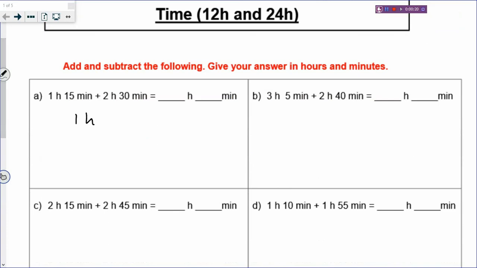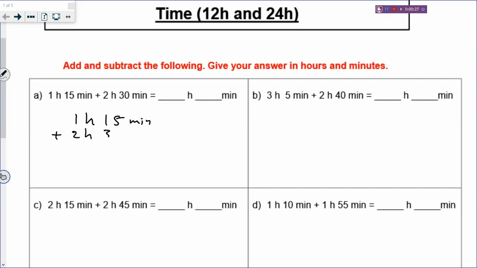What I will always do is put it down like this. 1 hour 15 minutes plus 2 hours and 30 minutes, and then you add them together. Some of you may want to change the hours into minutes, and then add everything in minutes. That is also possible, but you can also do it this way. You put your working, and you add the minutes first, which is 45 minutes, and then later you add the hours. So you will get 3 hours and 45 minutes.